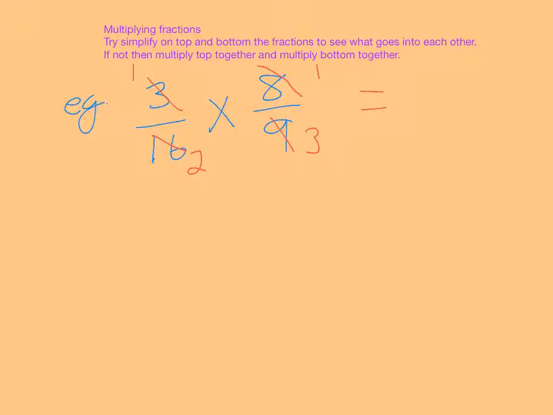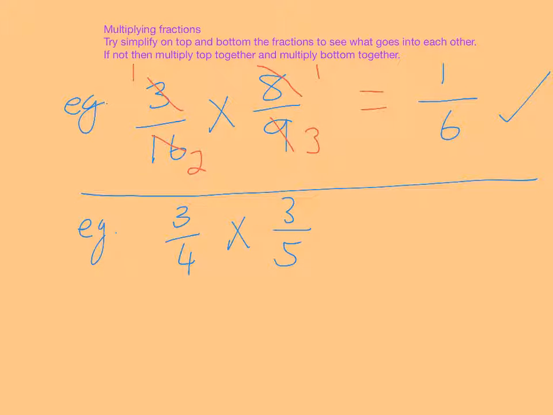So instead of 3 on the top, we have 1, multiplied by whatever's on the top on the other side, which is 1. And then on the bottom here, we have 2, and 2 multiplied by 3 on the bottom is 6. So that's how you do that fraction. It's much easier. Try and simplify it before you go and do the multiplication.